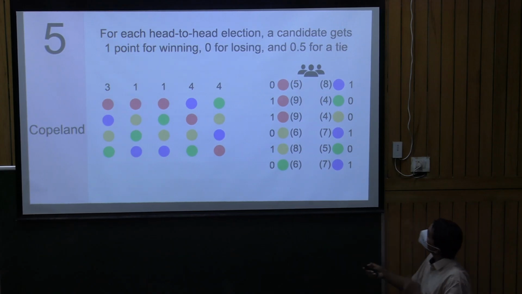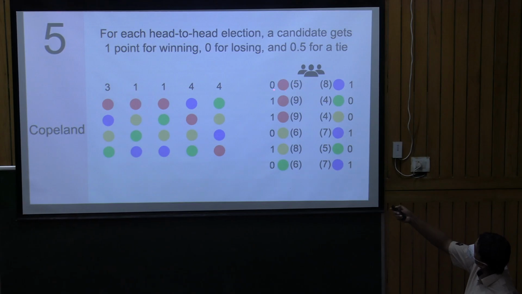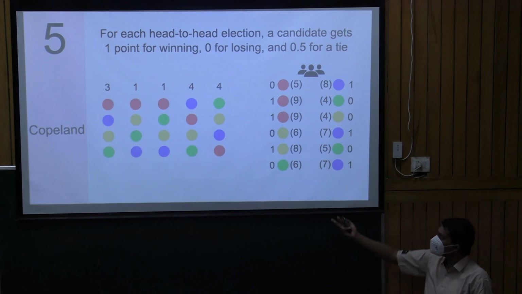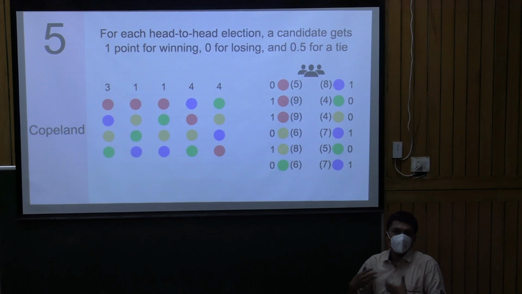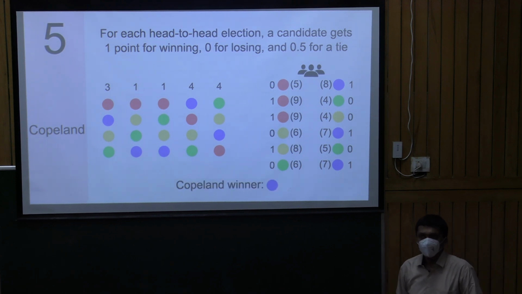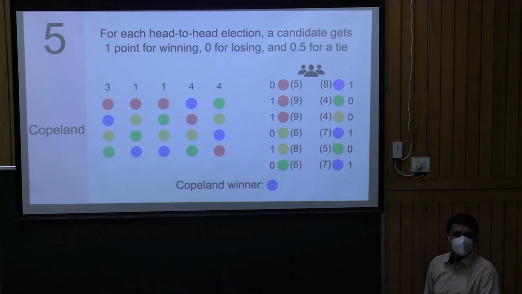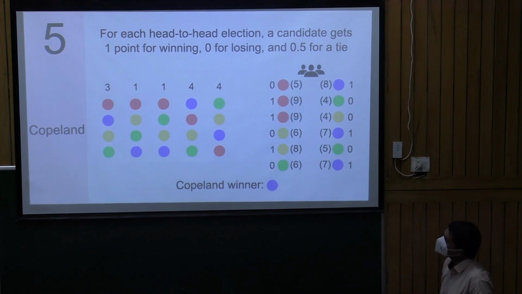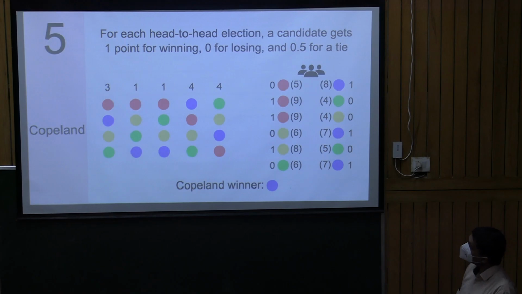Okay, so red is getting 2 Copeland points, blue is getting 1 plus 1 plus 1, 3 points. So you can't beat blue, because there are 4 candidates and there can only be 3 head-to-heads in which any candidate is involved. So that's why the winner is blue. Good? Everybody happy? Okay. So this is the Copeland voting rule.